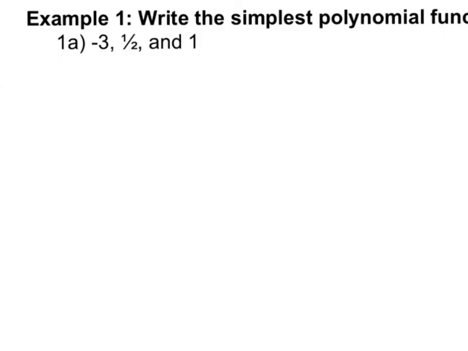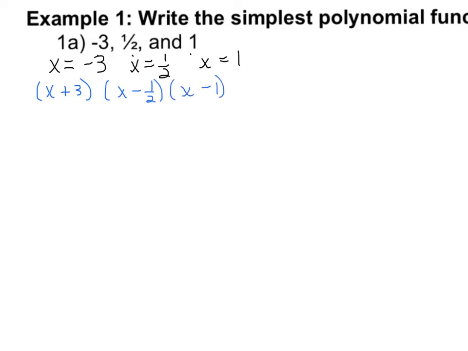So we will write a polynomial, and these are the 3 zeros. Those are the 3 places where it crosses the x-axis. At -3, at x equals 1/2, and at x equals positive 1. If those are the zeros, then x plus 3 is a factor, x minus 1/2 is a factor, and x minus 1 is a factor. So we have to FOIL or box 3 things together.